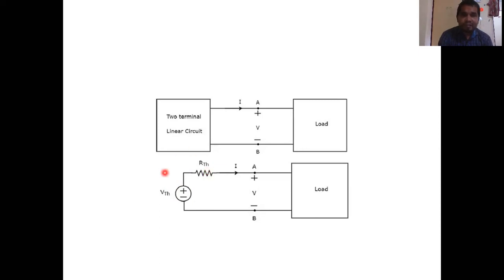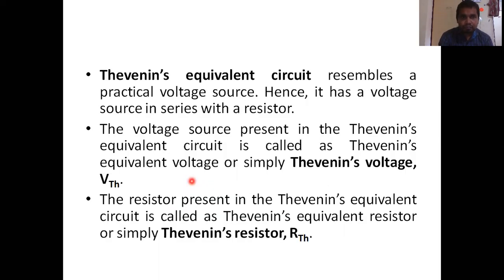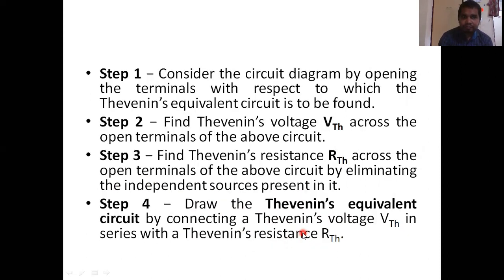A practical voltage source has a voltage source with its internal resistance. Similarly, the Thevenin equivalent circuit will have the Thevenin voltage in series with the equivalent resistance or impedance, so in DC, resistance. So the Thevenin equivalent circuit resembles a practical voltage source. It has a voltage source in series with a resistance. The voltage source present in the Thevenin equivalent circuit is called the Thevenin voltage source, or Thevenin equivalent source, VTH we can say. The resistance present in the Thevenin equivalent circuit is called the Thevenin equivalent resistance in DC and Thevenin impedance in AC.